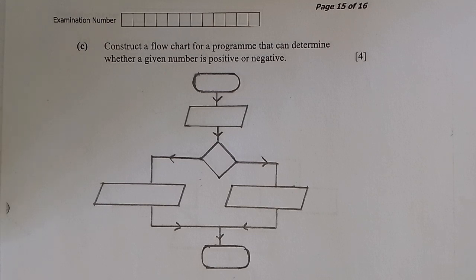In this video, I will show the solution to question 7C, which is a question on computers, and it reads, construct a flowchart for a program that can determine whether a given number is positive or negative. So note that the solution will not include getting a zero because of the nature of the question.